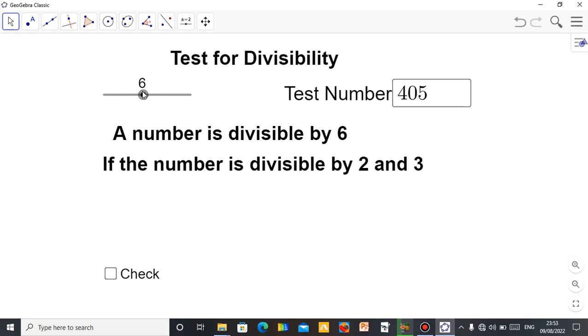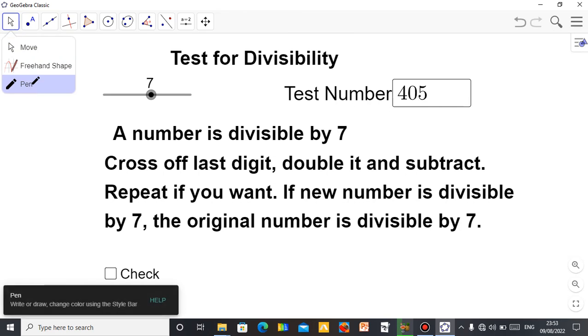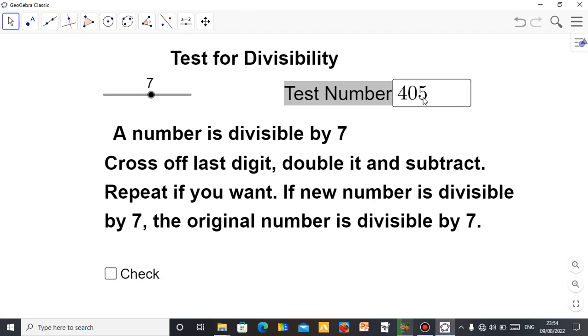You can go to 7. So 7, let me explain this 7 so that you understand what we are saying here. If I want to know if a number is divisible by 7, what this analysis says we should do is cross off the last digit. For example, 405. Let me use this as an example. Let me explain it. Let me take my pen. 405, you see cross off last digit. So this is the last digit. Cross it off.